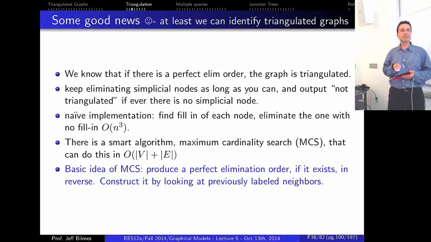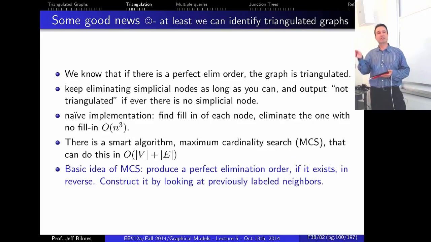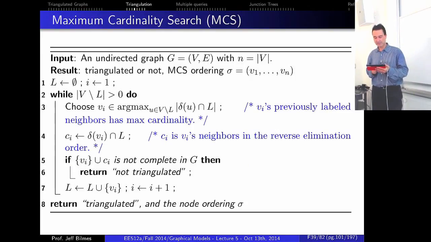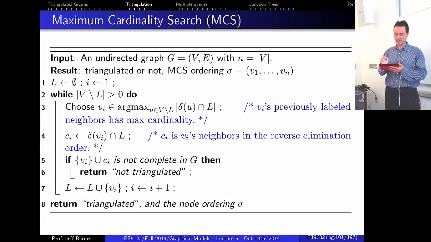The way that it does this is you start labeling nodes, and then you choose another node based on how much overlap it has with the set of nodes that have previously been labeled. Each time you choose a node, you look at the intersection of its neighbors with its previous set of labeled nodes. And if that set is not complete, then you can say non-triangulated. So let's see the actual algorithm. This is an important algorithm, so we're going to go through it a little bit.